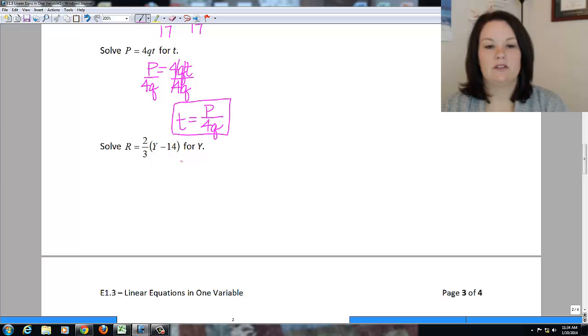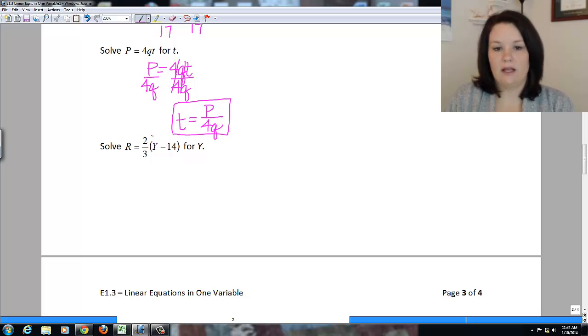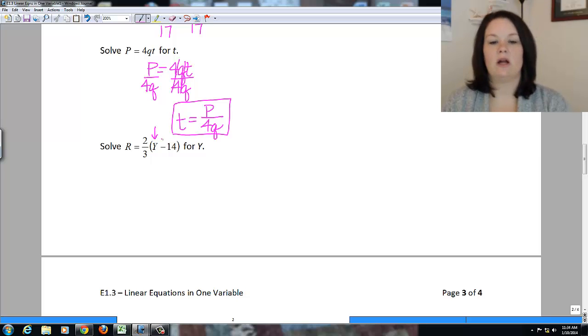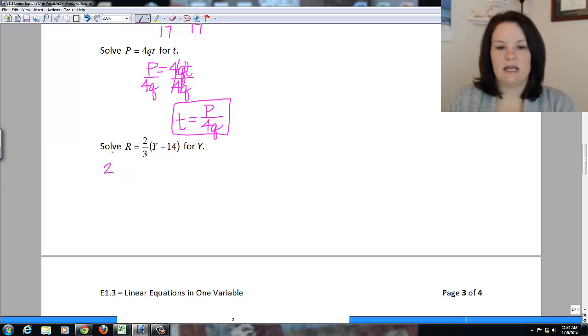This next one is r is equal to 2/3 y minus 14, and we're solving for y. So before I can get inside this quantity and solve for y, I need to go ahead and get rid of what's outside the quantity, which is my 2/3. And I can do that by multiplying by the reciprocal. Okay, so I'm going to multiply this side, reciprocal, by 3/2.